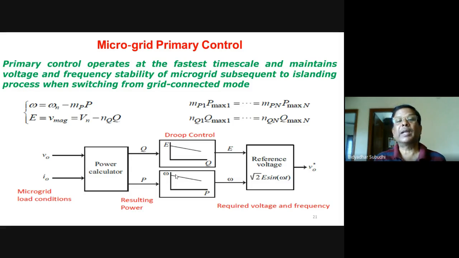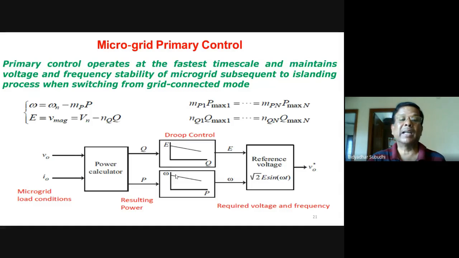Now let us look at the primary control of a microgrid. What happens here? The primary control operates at the fastest time scale and maintains voltage and frequency stability of the microgrid subsequent to the islanding process when switching from the grid connected mode. So therefore, we need to do something here, how to take care of this stability problem when there is a switching between the grid connected and the island mode.